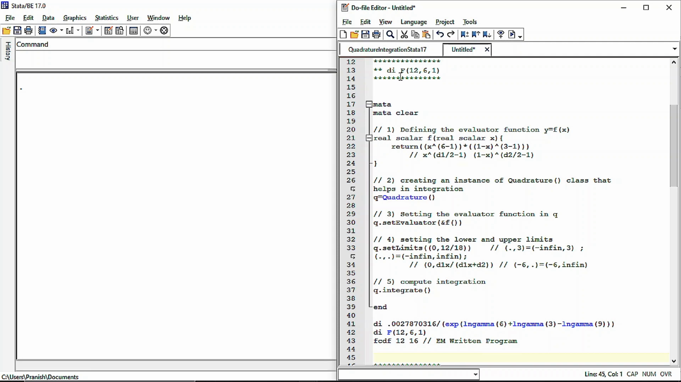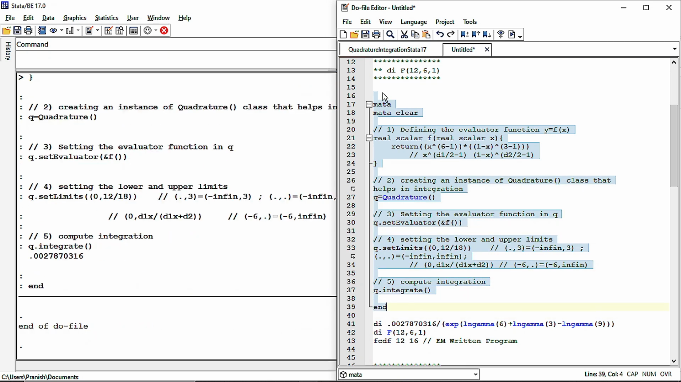So in our first example, the value of d1 is equal to 12, the degrees of freedom 2 is equal to 6, and our x is 1. Now let us calculate the incomplete beta function for these parameters. So we get it as 0.027, and we have placed it over here in our generic formula.